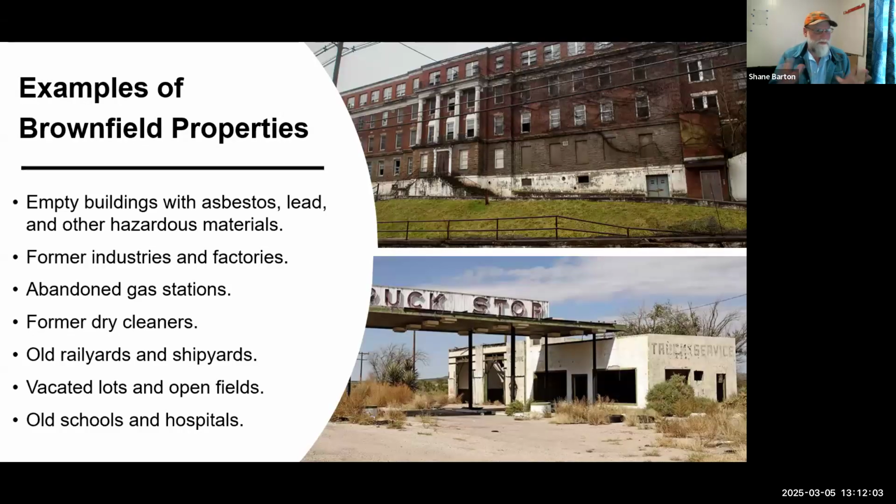Now, examples of brownfields, we've shared this slide often, but these are empty buildings many times with asbestos or lead or other hazardous materials. We have these in our communities, right? These are not foreign buildings. These are not buildings that we're not used to seeing. So old factories or industrial sites, gas stations, dry cleaners, rail yards or shipping yards, sometimes even vacant lots or open fields that once contained some of these uses, and old schools, hospitals, or other institutional spaces.